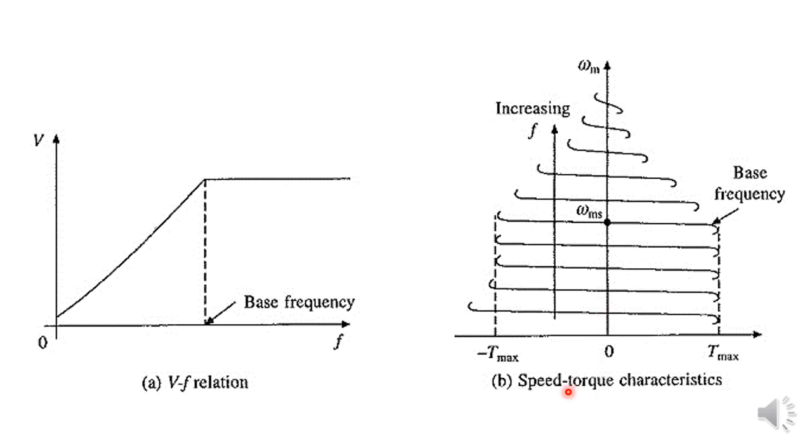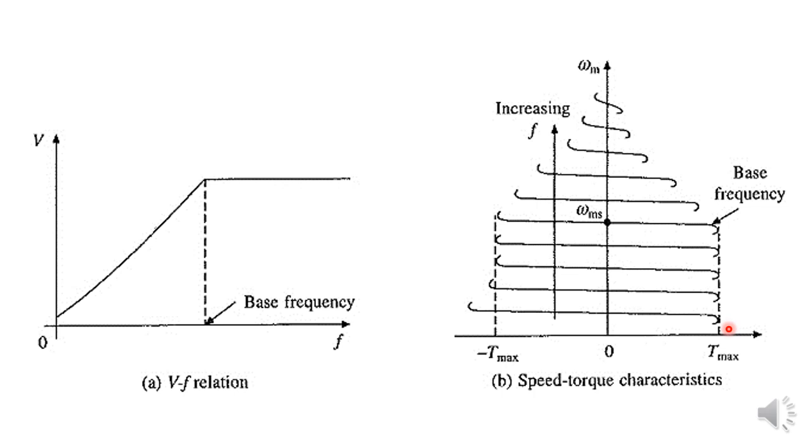Now, let's see the speed torque characteristics. This will give you a clearer picture of the performance of an induction motor which is controlled using V by F control. Here we can see from zero speed to base speed, that is base frequency, omega ms is the synchronous speed, the rated value of synchronous speed, at which we are applying rated frequency. So from zero frequency to base frequency operation, as we discussed, the maximum torque developed will be constant since the V by F ratio is kept constant, that is up to this region shown here.